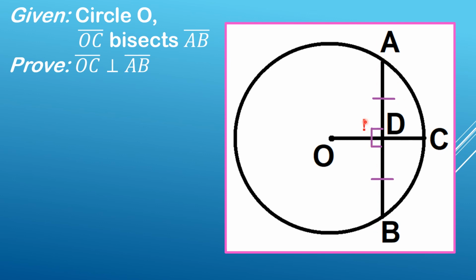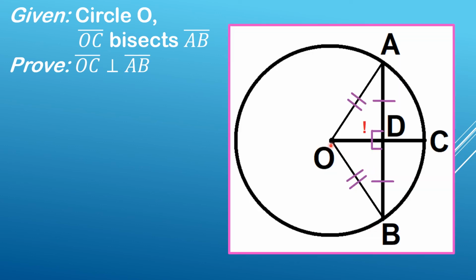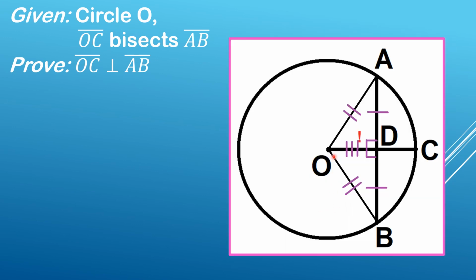So this is going to be our direction. How are we going to make these two lines perpendicular? First, we should make these two angles right angles. And how is that possible? That's possible if we have two triangles. Let us create line segment OA and line segment OB, which are actually the radii of the circle. So we have two triangles already. And the radii of a circle are congruent. Also, by the reflexive property, line segment OD is congruent to itself.